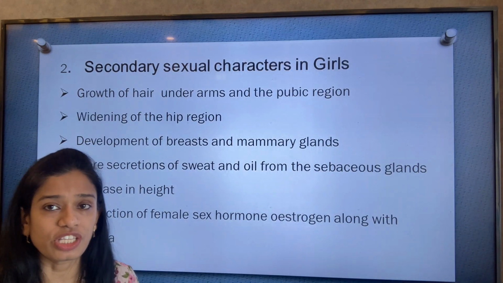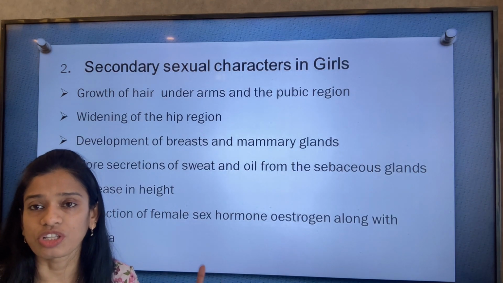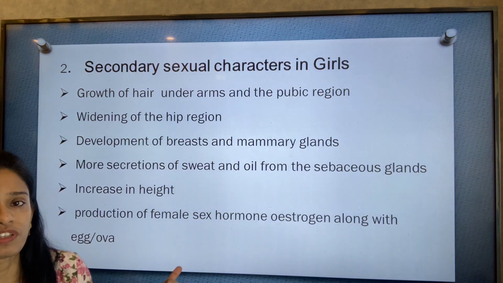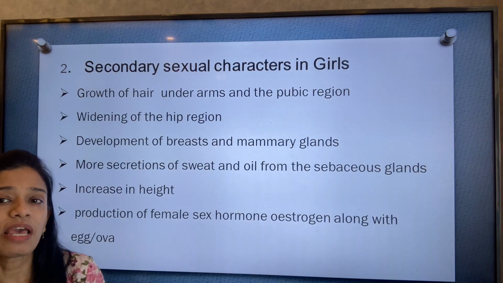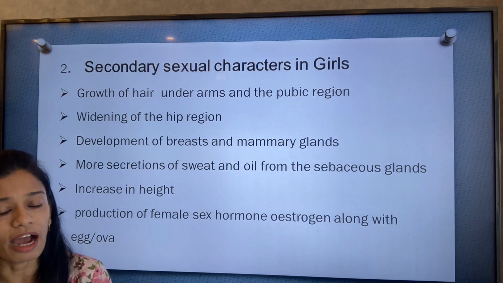So these are the changes which are very important for secondary sexual characters, or the changes that take place in the girls. If you want, you can take a screenshot of this so that you can learn the points easily and remember them, because these changes that happen for both boys and girls are very important.